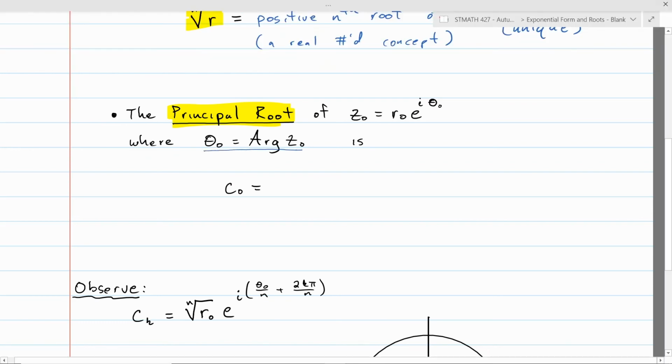We're insisting here that our angle theta naught, the one that we started with in the exponential form of z naught, is the principal argument. So then if theta naught is the principal argument, c naught equals the nth root of r naught, e to the i times theta naught over n. And then there's this plus 2 pi times 0 over n, but that's times 0, so it just goes away and collapses to this. This is your principal root.